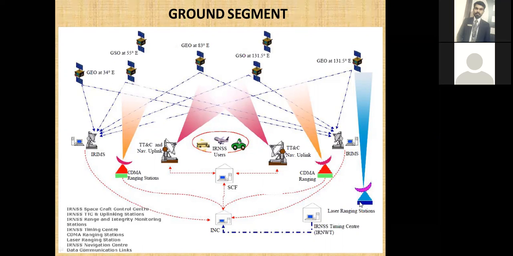Okay, so all the data from the laser ranging station, CDMA ranging station, and IRIMS will go to the master control station, which is called INC, ISRO Navigation Center, or IRNSS Navigation Center, which is located at Bangalore and Lucknow. This INC will collect the data from all the stations. It predicts the future orbit and future clock error.